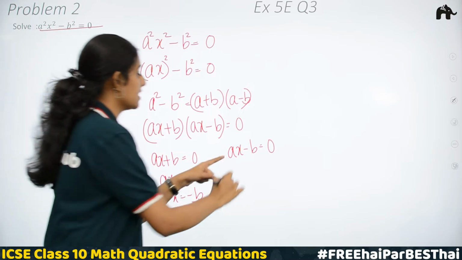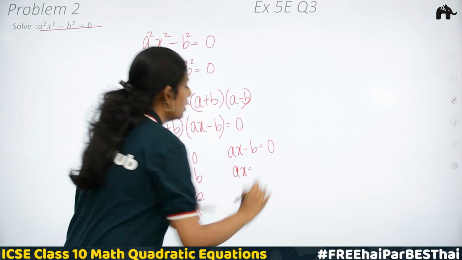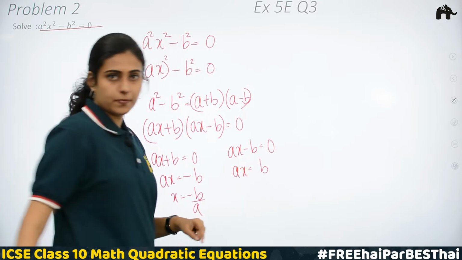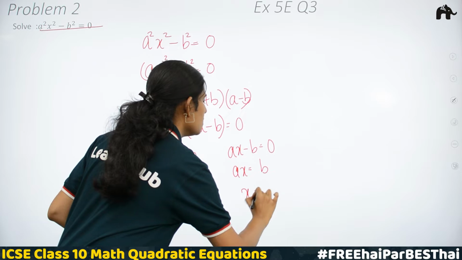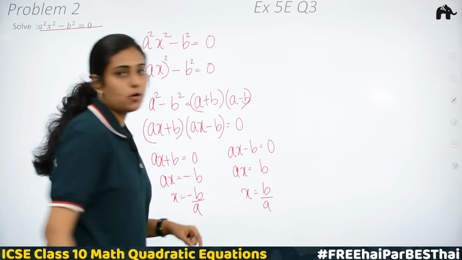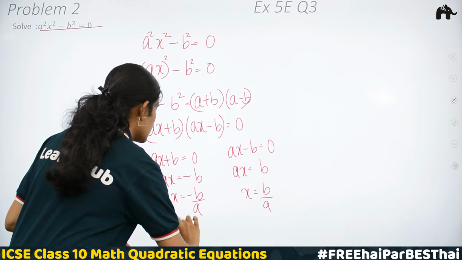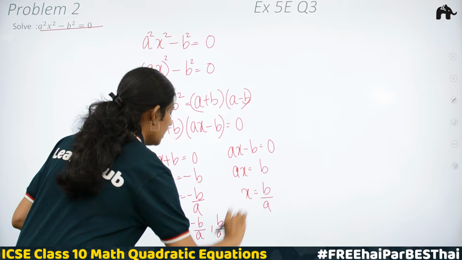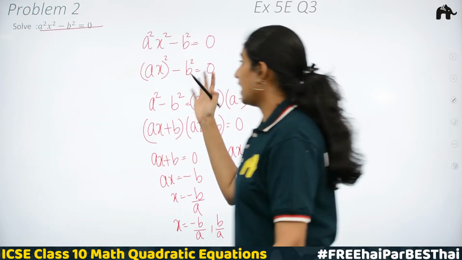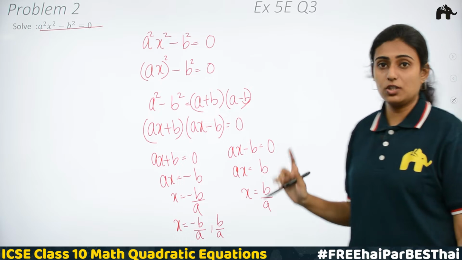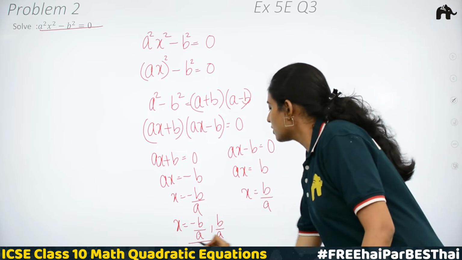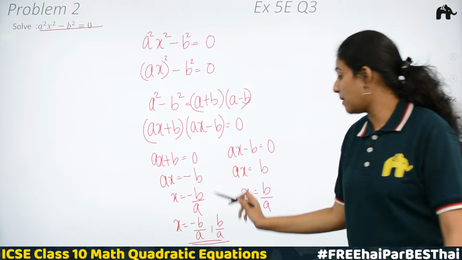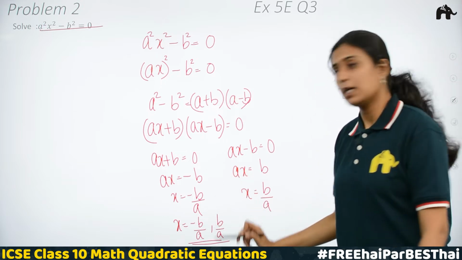What about this case? Ax is equal to minus b. When taken to the opposite side, it becomes plus b. Okay. X is equal to b by a. What are the possible values of x? X is equal to minus b by a or b by a. Here there are no conditions like x cannot be this value, x not equal to this value. The possible values of x, or the solution of this quadratic equation, is x is equal to minus b by a or b by a.